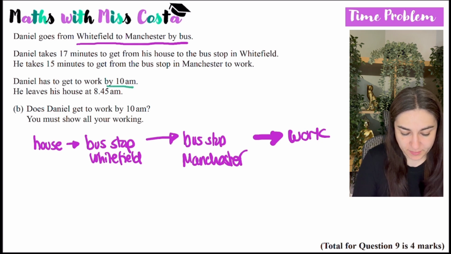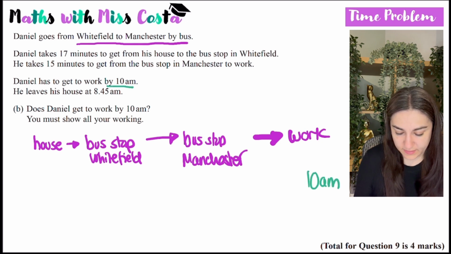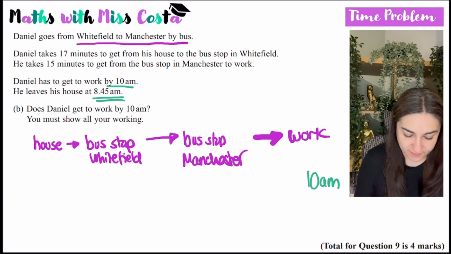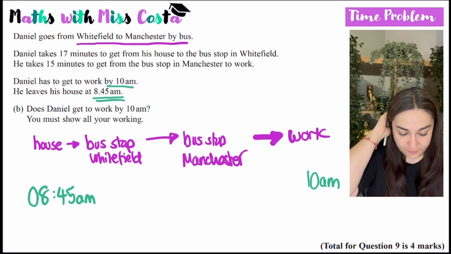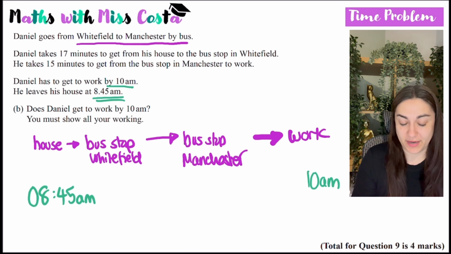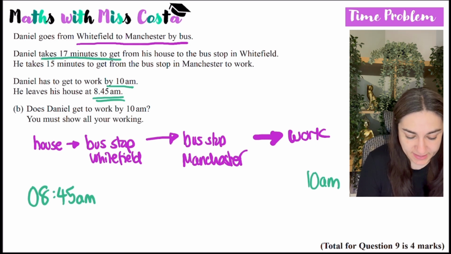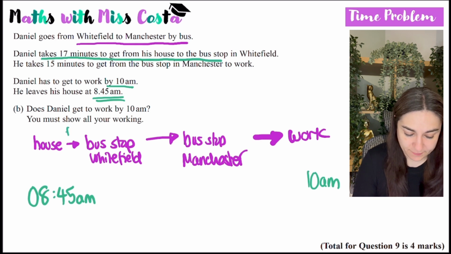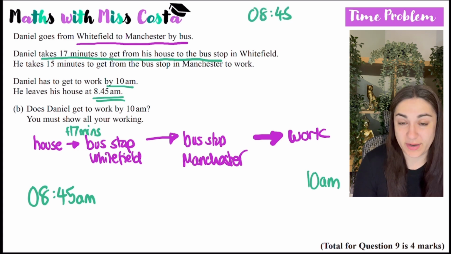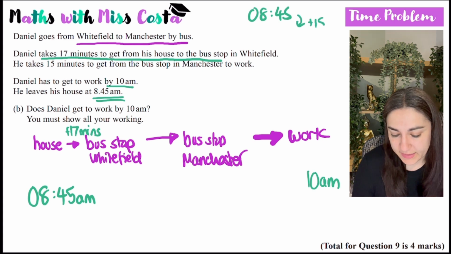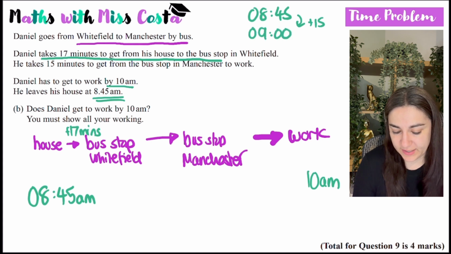So he has to get to work by 10 a.m. is the ideal time. He leaves his house at 8:45 a.m. and I need to figure out if he gets to work by 10 a.m. Now, he goes from Whitefield to Manchester by bus. We'll look at the timetable in a bit. But first of all, it takes 17 minutes to get from his house to the bus stop. So 8:45 plus 17 minutes takes him to the bus stop in Whitefield. Again, try and break your number down to make life easier for yourself. So break it into 15 minutes. 8:45 plus 15 is going to take you to 9 o'clock.